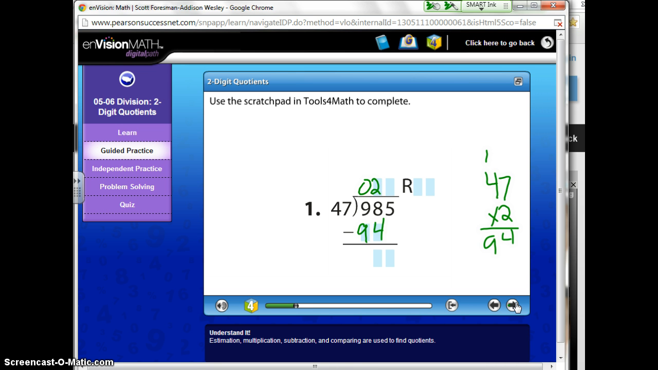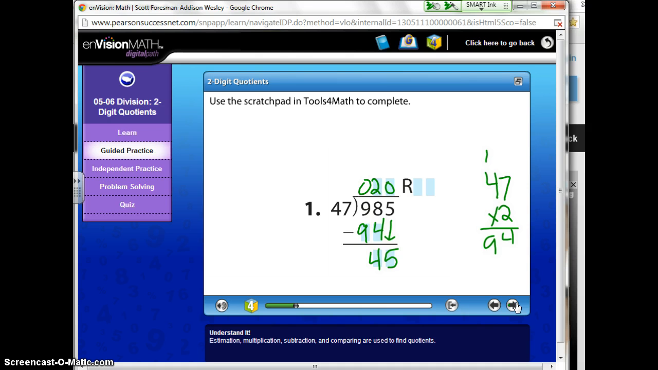When you subtract, you'll get 4. Is that okay? Why is it okay to have a 4 right there? Aaron? It's lower than our divisor. It's lower than 47. Let's bring down our 5. How many 47s are there in 45? 0. There aren't. Yeah, we can't put a bigger number into a smaller number.